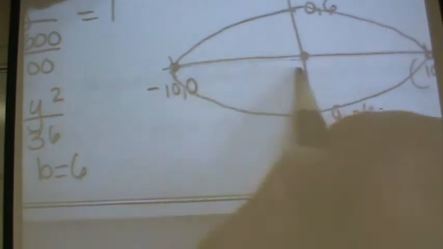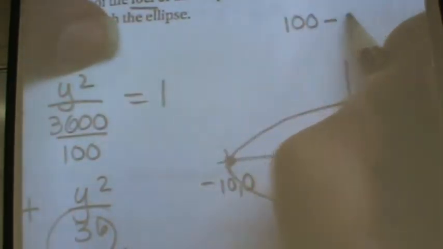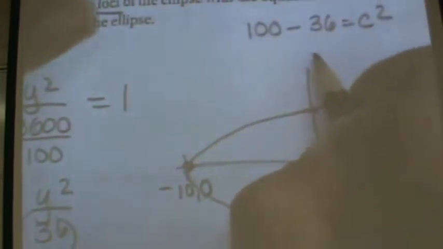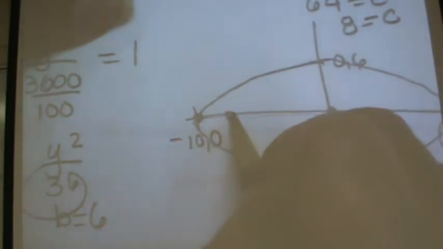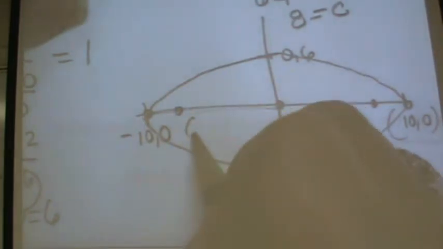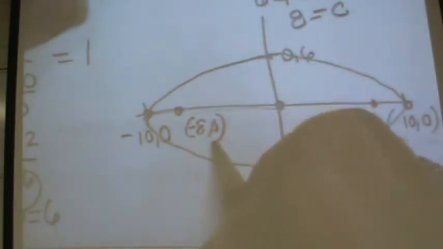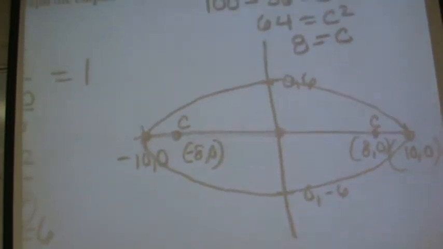And now they want to know where is c? c is always on the major axis. So you take these two numbers, this is a squared, this is b squared, you subtract them, and then take the square root. So 64 equals c squared, c is 8. So negative 8, 0, and 8, 0. These are your c values. This is negative 8, 0, and this is 8, 0. This is your c value, the fixed points. Okay, next one. Almost done.